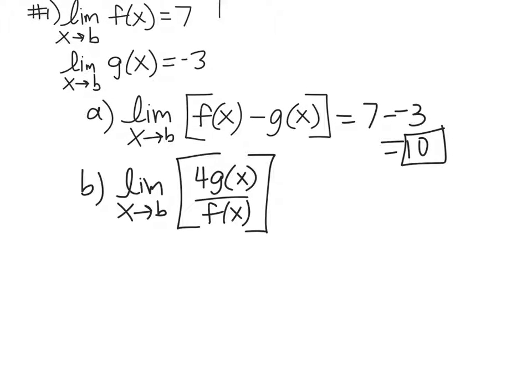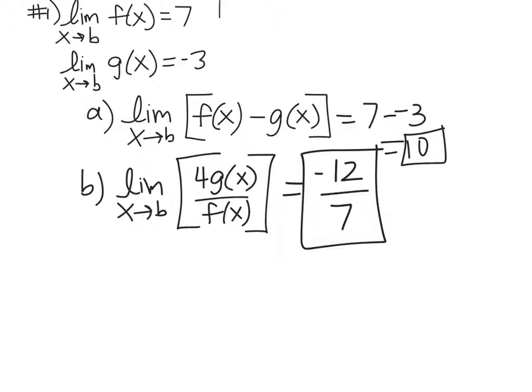What'd you get? That's what I got. -12 over 7. Okay, they're pretty easy, right? These are easy, basic properties. 4 times -3 over 7. All right, 2 more of these.